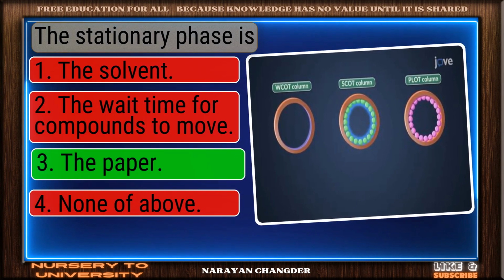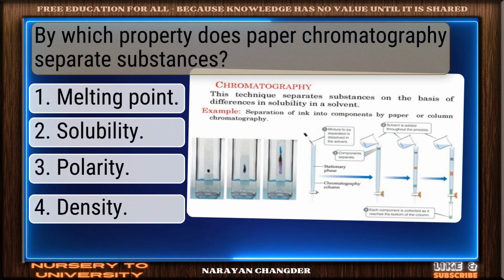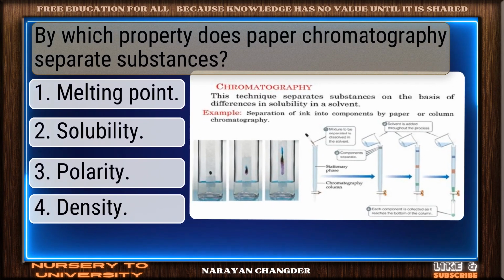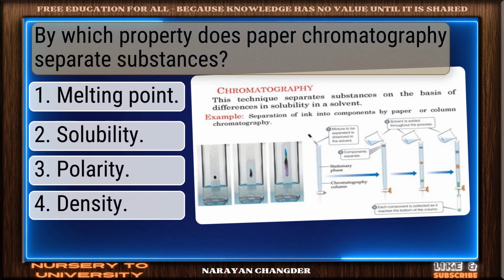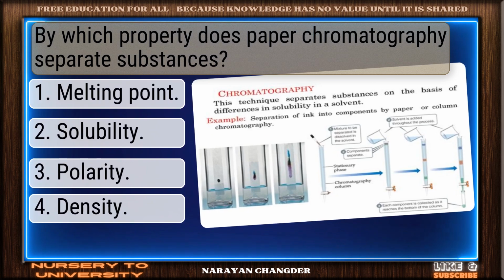On track, the paper. By which property does paper chromatography separate substances? Option 1, melting point. Option 2, solubility. Option 3, polarity. Option 4, density.